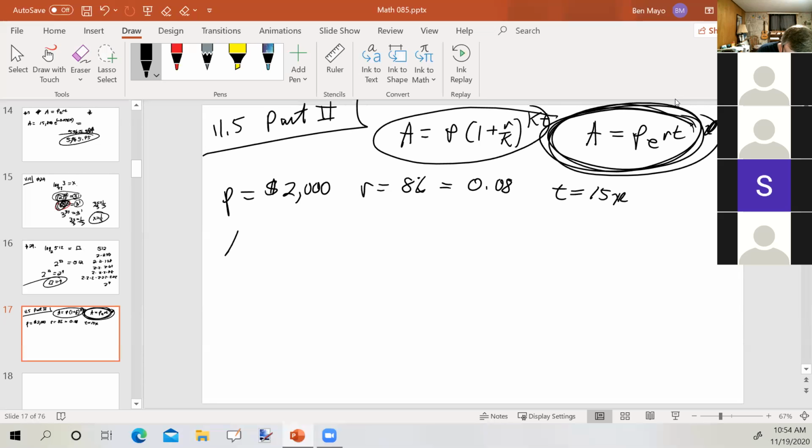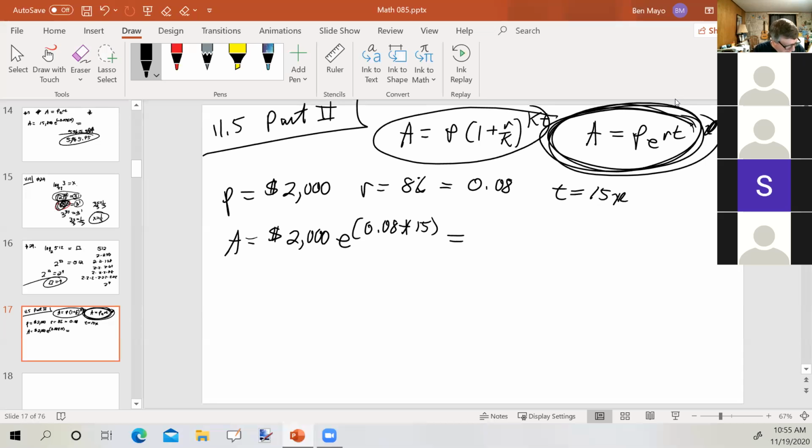So our equation becomes A equals $2,000 times e raised to the 0.08 times 15 power. So really, this is just like a problem we did earlier today. In fact, a bunch of them. Okay, and then e to the 0.08 times 15.